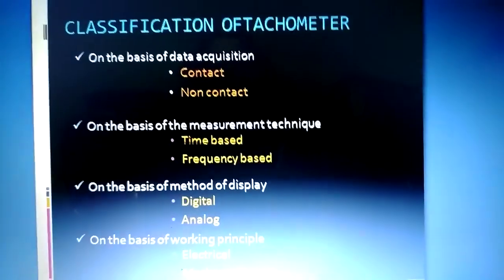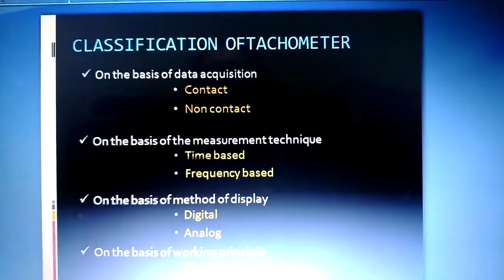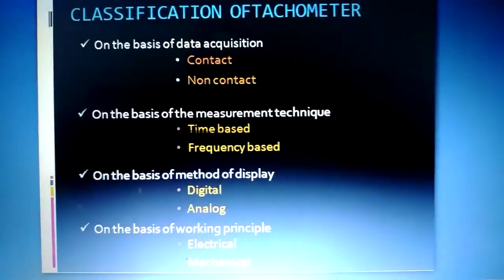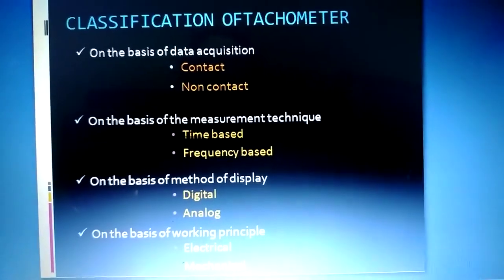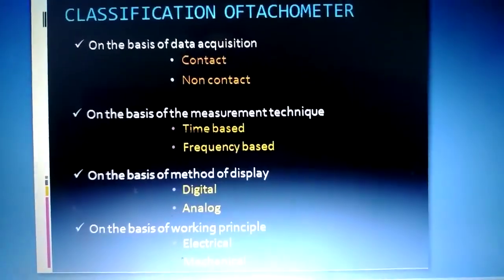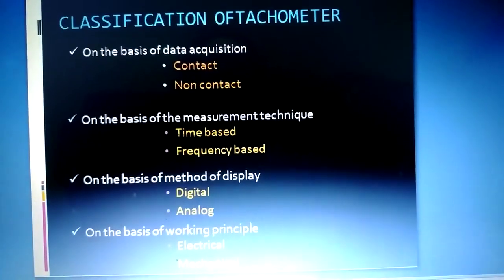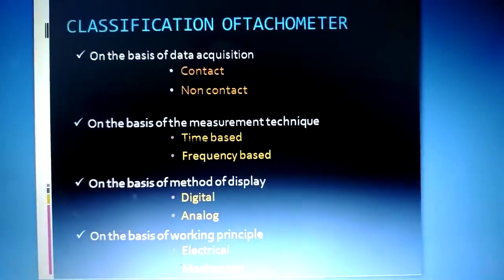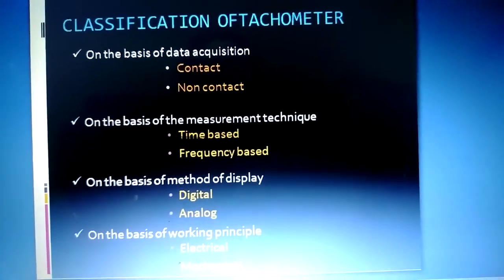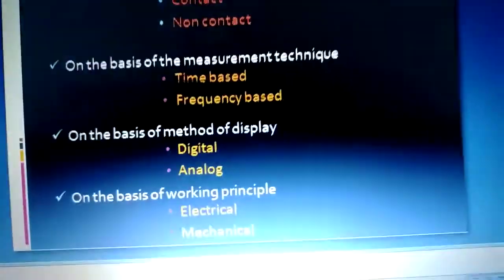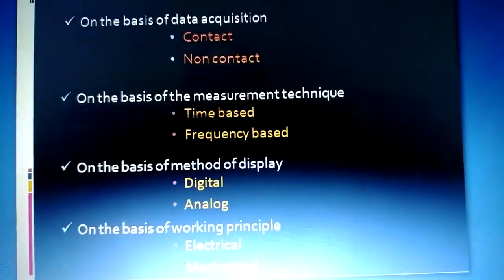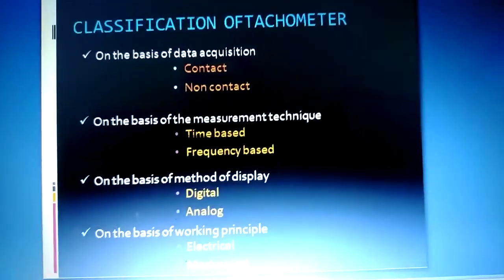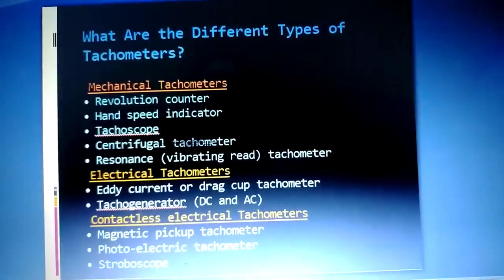Now let's see the classifications of tachometers. Tachometers based on data acquisition are classified into two types: contact type or non-contact type. The second is based on measurement techniques: time-based techniques and frequency-based techniques. The next classification is based on the method of display: digital tachometers or analog tachometers. Based on the working principle: electrical tachometers or mechanical tachometers. These are the different classifications of tachometers.